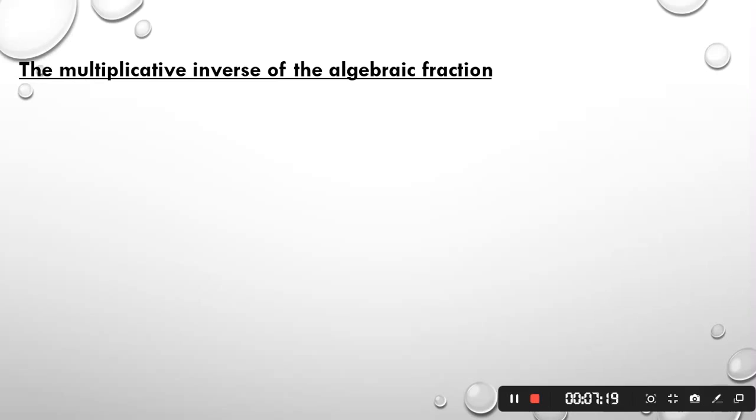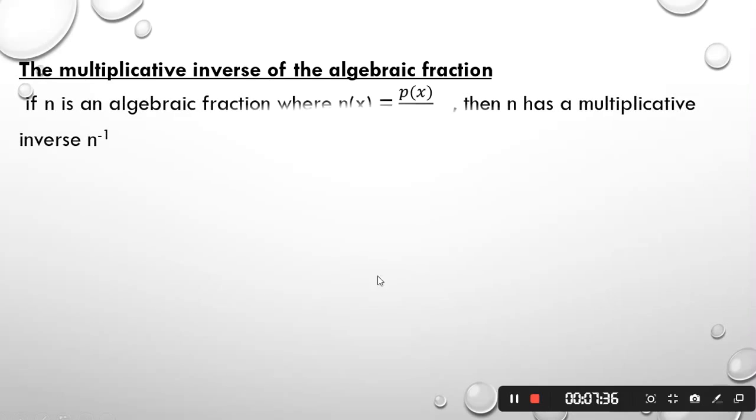So 3 over 4, the multiplicative inverse of it is 4 over 3. Excellent. 5 over 12, the multiplicative inverse is 12 over 5. So we just flip the number or the fraction. Okay, let's read the definition of the multiplicative inverse.